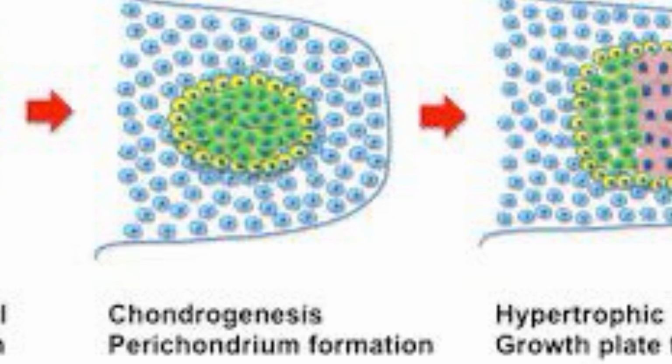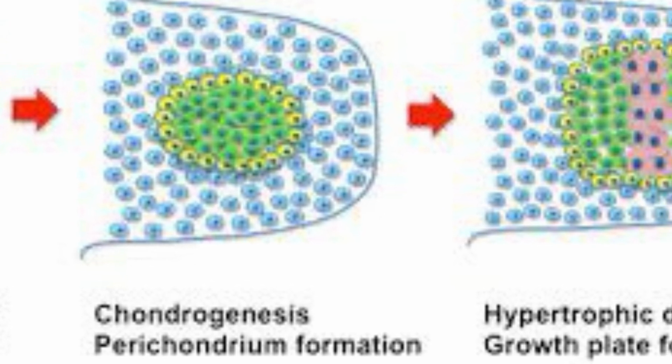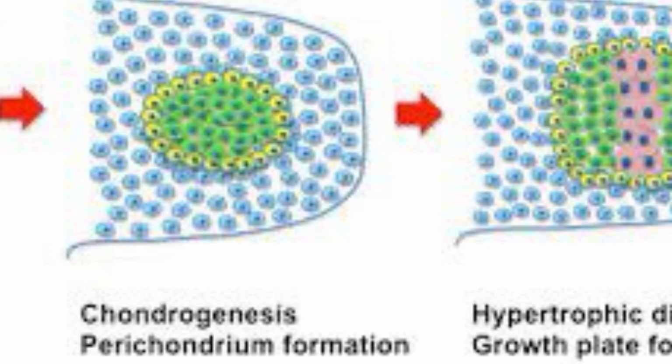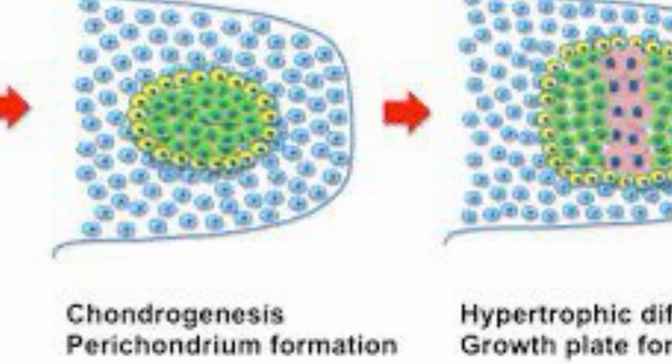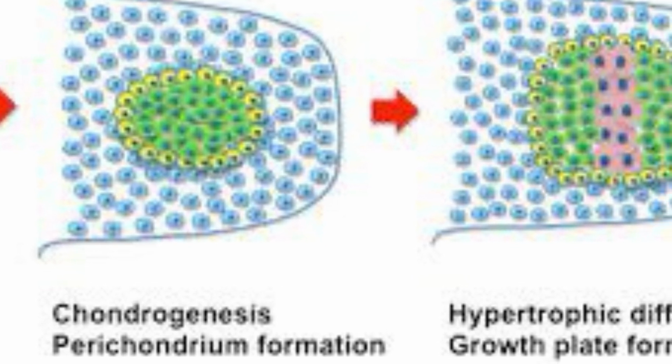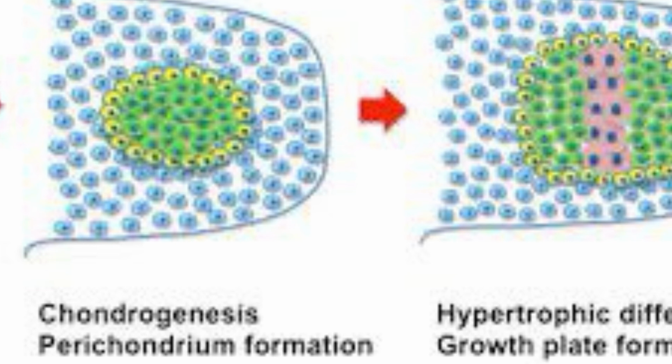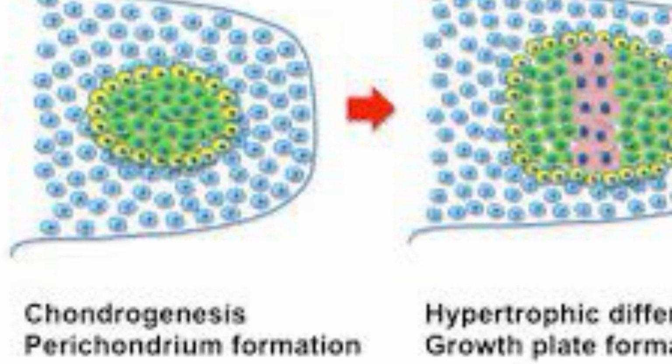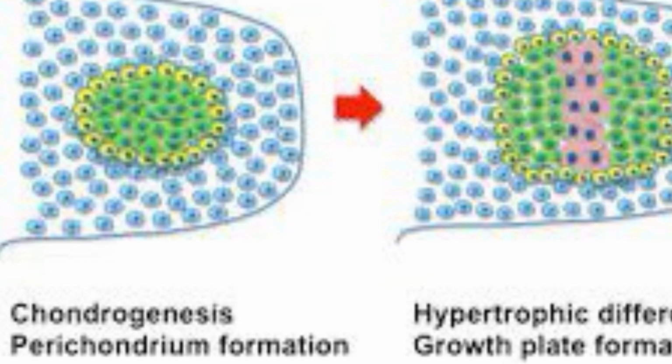The transcription factor SOX9 is central to this process, sustained by BMP signaling and directly controlling cartilage-specific genes like type 2 collagen and aggrecan. These genes drive the production of cartilage matrix, forming the foundation of the skeletal framework.